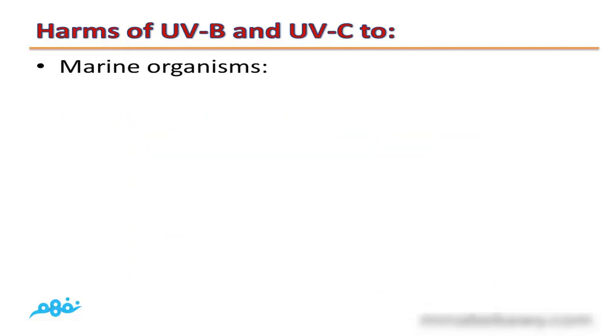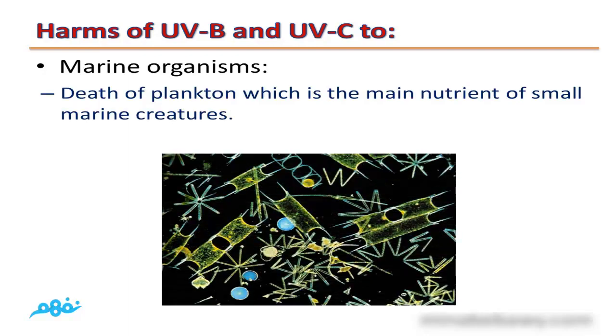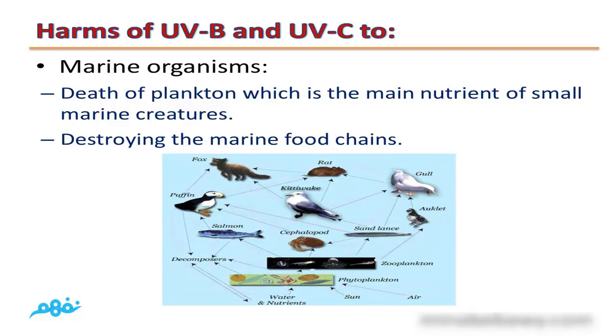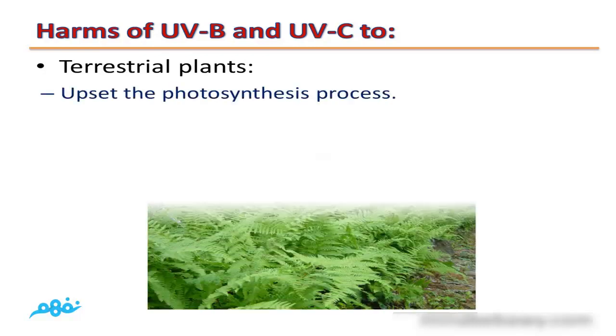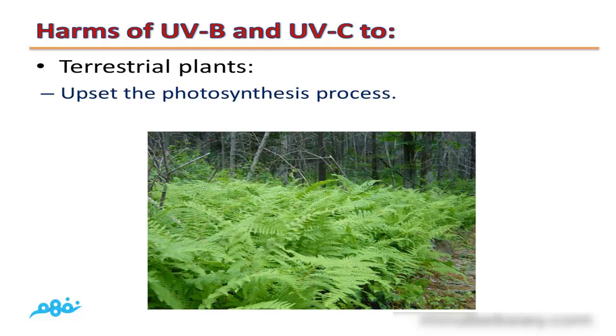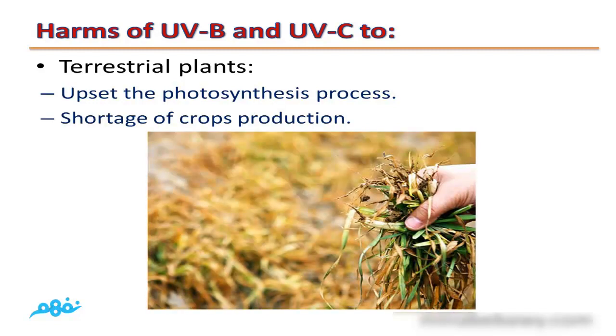Harms of UVB and UVC to marine organisms. UVB and UVC cause death of planktons, which is the main food, the main source of food of small marine creatures. This will cause the destruction of the marine food chains. Harms of UVB and UVC to terrestrial plants. They cause the upset of photosynthesis process, and finally shortage of crops production.